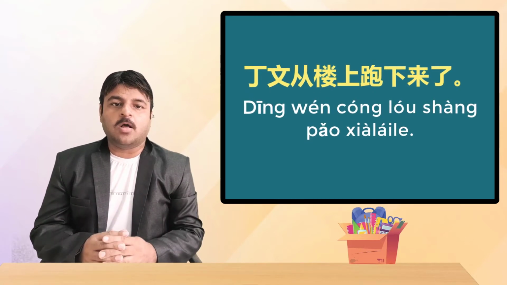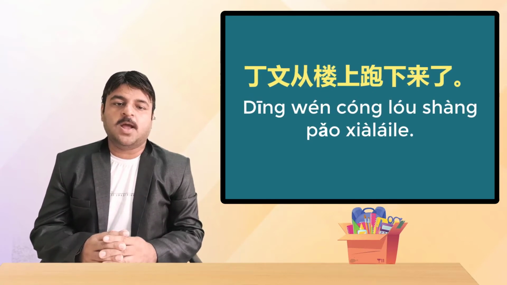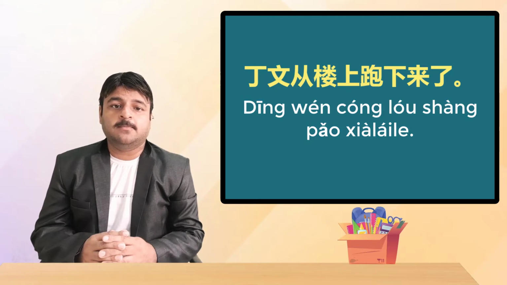Let us read the first sentence. 丁文从楼上跑下来了. Ding Wen from the upside of the building came running downside. Xia is being associated with lai, making it a compound directional complement, indicating that Ding Wen is coming from upside towards the speaker who is sitting below. Let us use the words in the box to make replacements in this sentence to make new sentences.